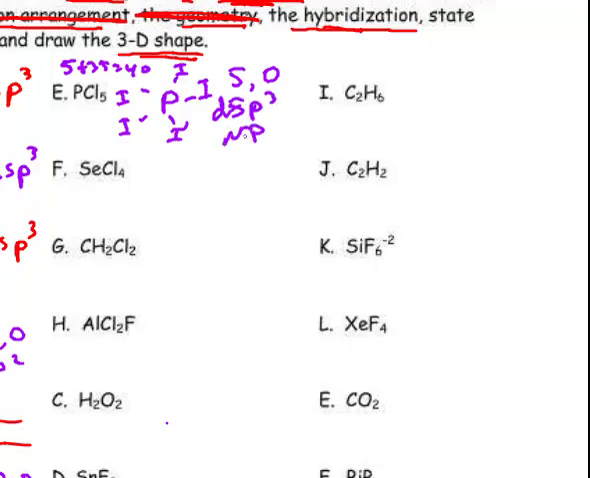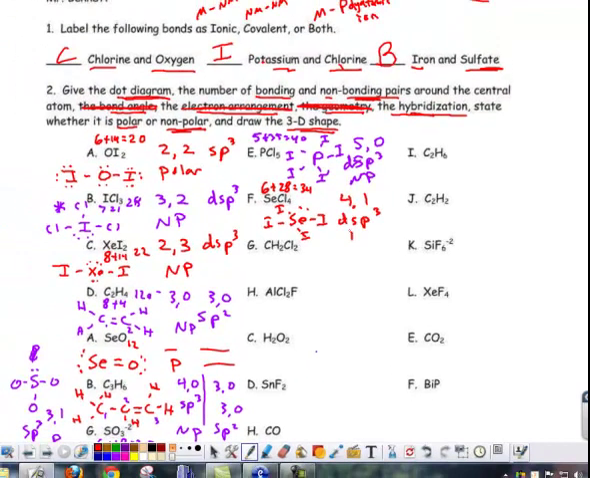PCl5. So 5 plus 35 is 40 electrons. P with the 5 chlorines attached is 40 electrons. So this is 1, 2, 3, 4, 5 and 0. dsp3 and nonpolar. The next one, Se is 6 plus 28 is 34 electrons. Se, finish the 4 iodines, that's 32, 33, 34. 4 and 1. Once again, dsp3. This time, though, polar, because of a non-shared or non-bonded pair.